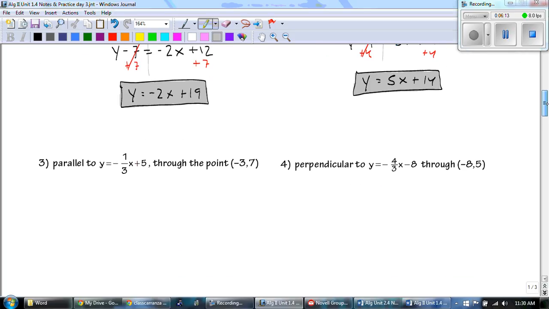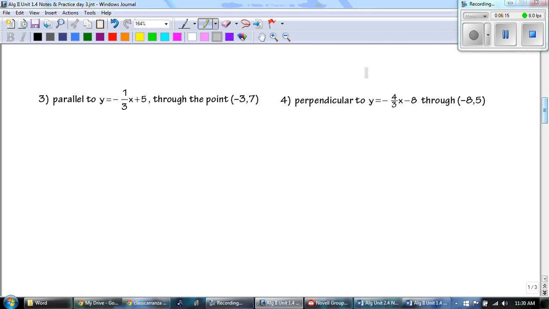Okay. So remember, the key thing is to look at what's the word. Okay, the key word: parallel, same slope. So I have to steal that slope. And so my slope for this one is going to be negative 1/3. There's my slope, and there's my point, x comma y.